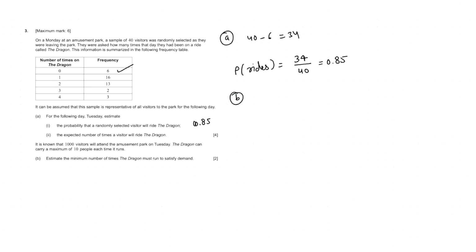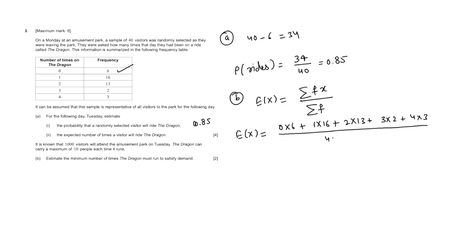Now for the B part, the expected number of rides. That's the average value, using the formula. The expected value will be summation fx divided by summation f, where f is the frequency and x is the data. So the formula will be: expected value of x equals 0 times 6 plus 1 times 16 plus 2 times 13 plus 3 times 2 plus 4 times 3, divided by the sum of the frequency, which we already know is 40.